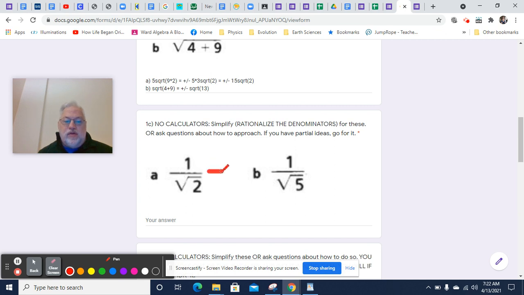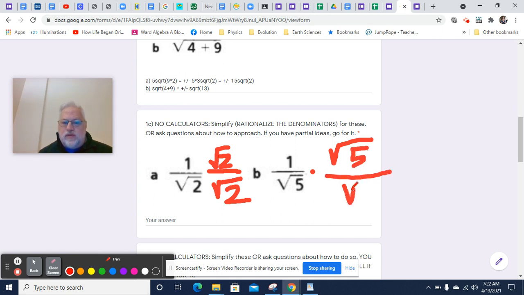So what we're going to do is multiply that times 1. And the way we're going to do that is we're going to multiply it times the square root of 2 over the square root of 2. We're going to do the same thing over here. We're going to multiply this times the square root of 5 over the square root of 5.